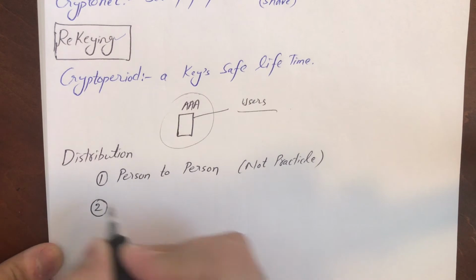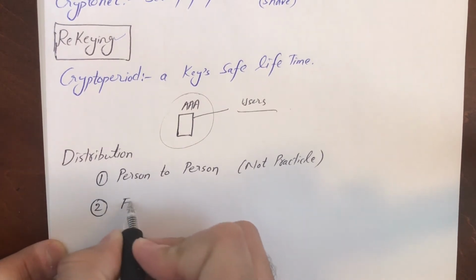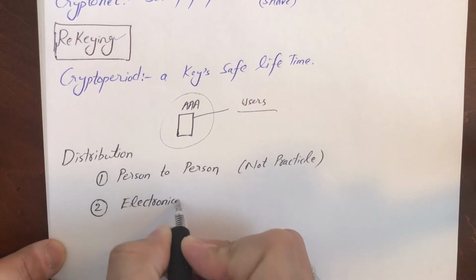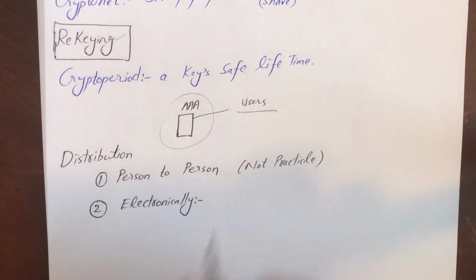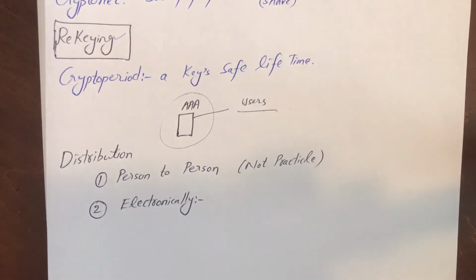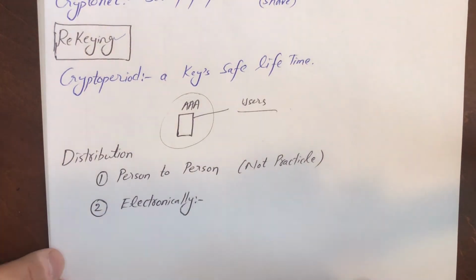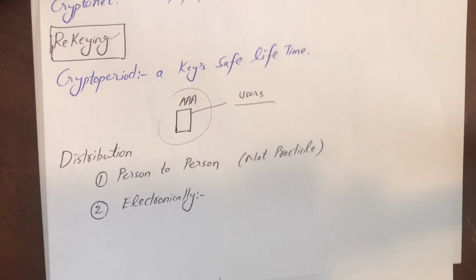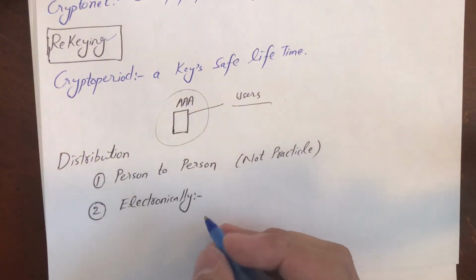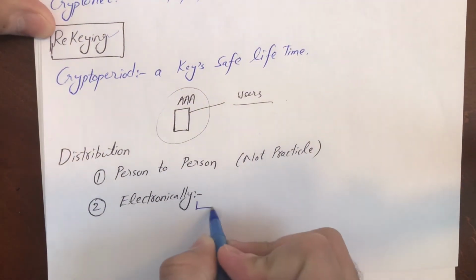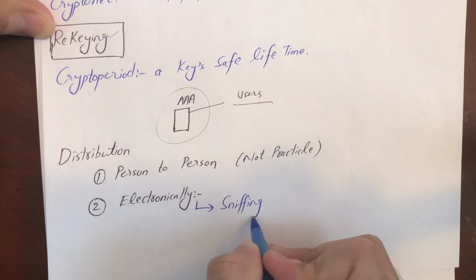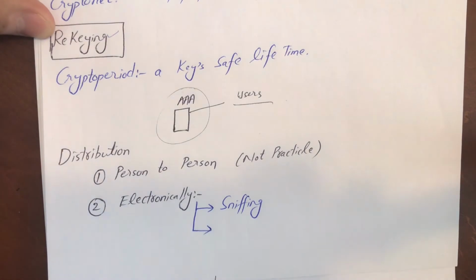So in the digital world, how do we distribute the keys? We distribute the key electronically, among the users and people. Electronically means by using internet protocols and all that. Now, what are the problems of electronic distribution? People can sniff your conversation. Sniffing is a problem: the keys you are distributing can be sniffed.